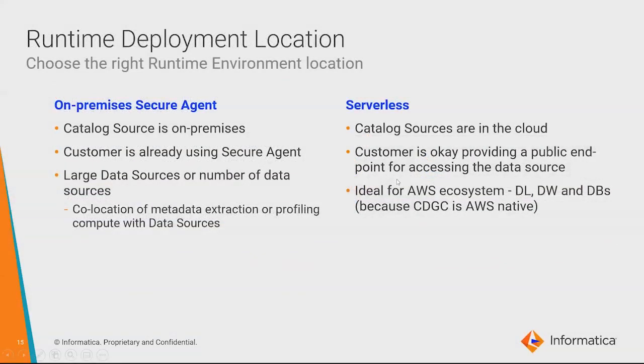The Secure Agent itself needs to be deployed as close to the source as possible. There can be multiple Secure Agents as well, depending on the volume of data and scanners to be executed. The serverless option is basically for catalog sources that are in the cloud, and it's ideal for the AWS ecosystem because Cloud Data Governance and Catalog is hosted on AWS, and currently it supports metadata extraction only.